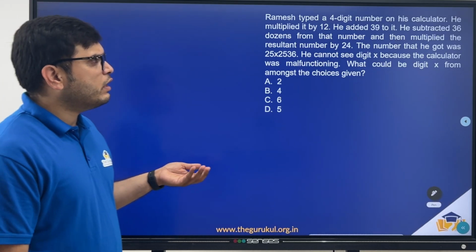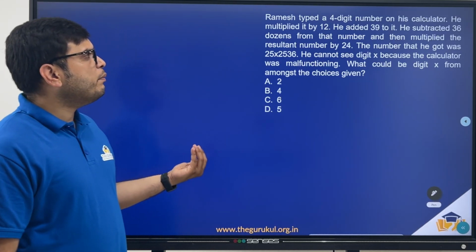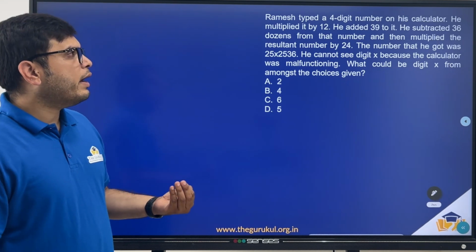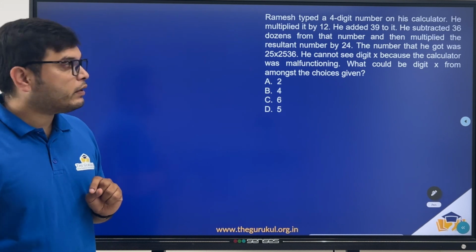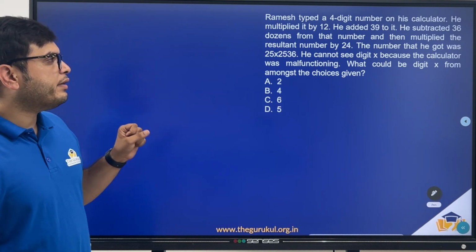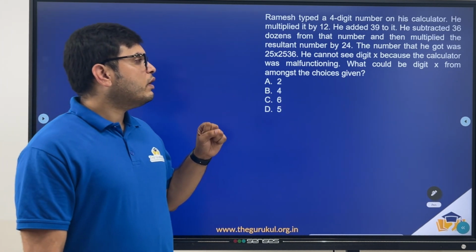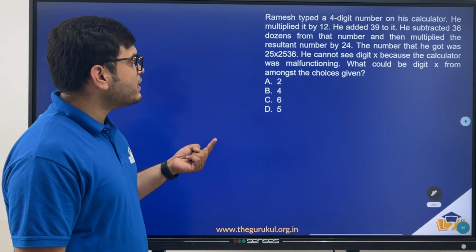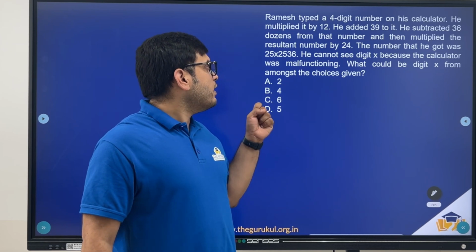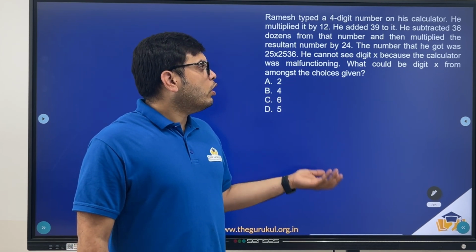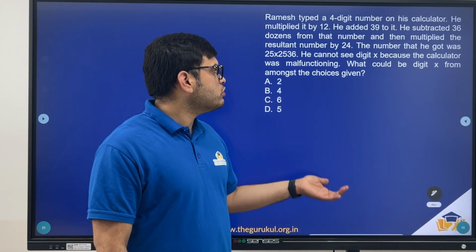Ramesh typed a 4-digit number on his calculator. He multiplied it with 12. He added 39 to it. He subtracted 36 dozens from that number and then multiplied the resultant number by 24. The number that he got was 25x2536. He cannot see digit x because the calculator was malfunctioning. What could be the digit x from amongst the choices?